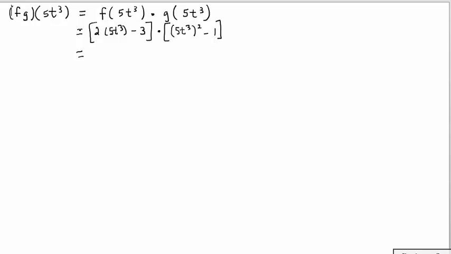So 2 times 5t cubed is 10t cubed. And I still have the minus 3. I don't think brackets are necessary anymore. Times. Okay, I'm going to square this quantity. So 5 squared is 25, and when I square a t cubed, I multiply the exponent, so it looks like it's 25t to the 6th minus 1.